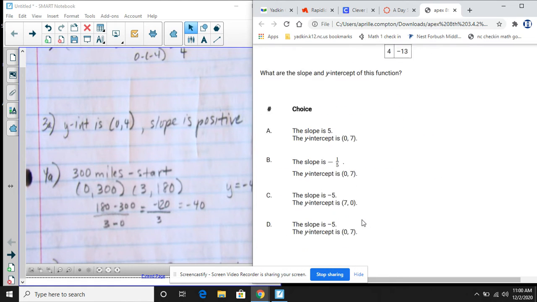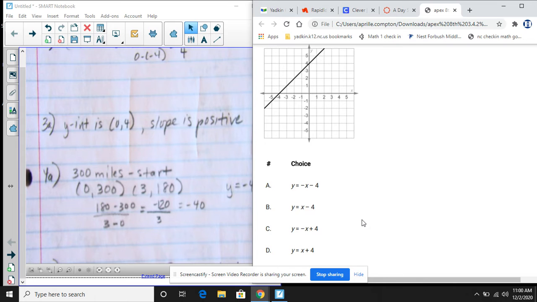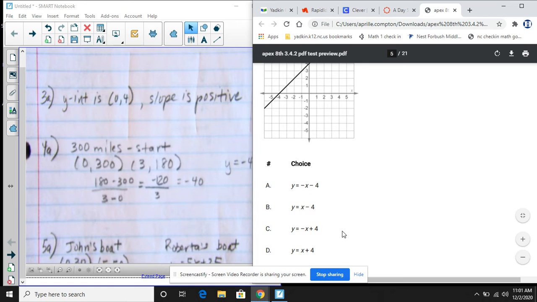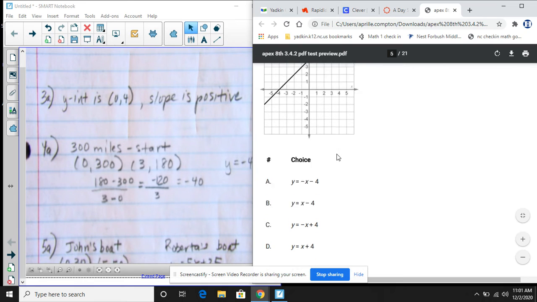Number 3A. Identify the function shown in this graph. Well, we look at the line itself, and it's going up and to the right, so we know the slope is positive. So it can't be A or C. It's either going to have to be B or D. So let's look at the y-intercept. The y-intercept is positive 4. So D is the only equation that shows a positive slope, and the slope is 1, and a positive y-intercept of 4. And we can check that the slope is 1. If you go up 1, over 1, or down 1, left 1, you still stay on that line.